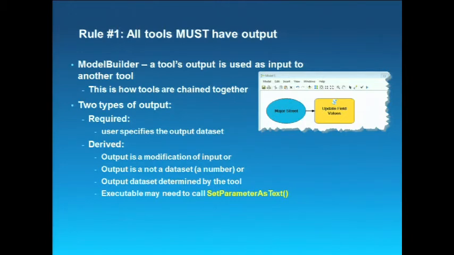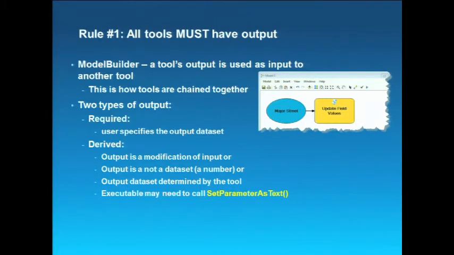The one I really want to talk about is derived, which is where the output is derived by the tool. So here, think of something like Calculate Field. Everybody uses the Calculate Field tool. You give it a table and you fill in an expression. What's the output of that tool? Well, it's just the same as the input. The only difference is that some of the fields have been calculated on it. So derived outputs are an output of a modification of the input data set. Or maybe the output's not a data set at all. Maybe it's a number, like you're going to calculate some weird value. So it's going to output a number.